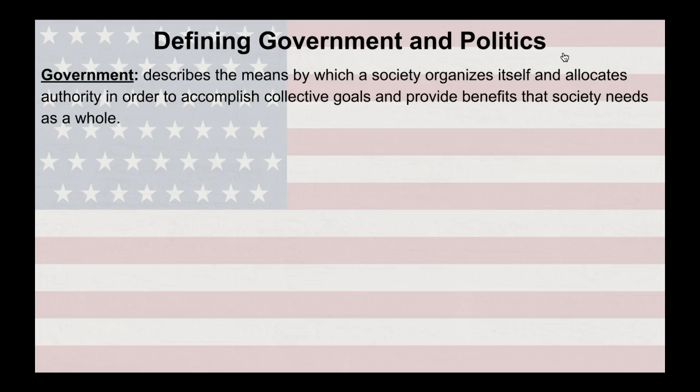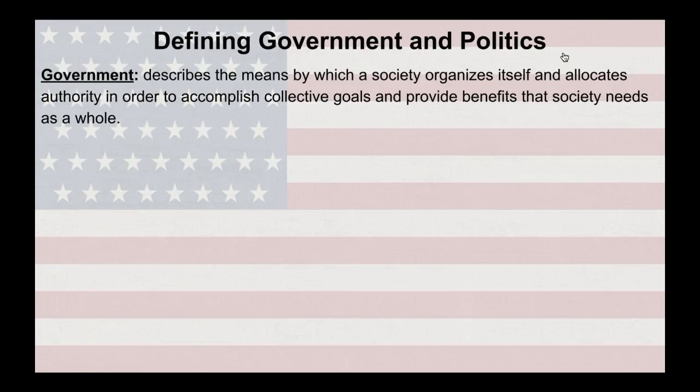Government describes the means by which a society organizes itself and allocates authority in order to accomplish collective goals and provide benefits that the society as a whole needs. Essentially, when we come together as a society, we have things that need to be accomplished. We need to allocate authority, we need to accomplish goals, and we need to ensure that society is taken care of as a whole. It is through our government that we create as a society that this is accomplished.